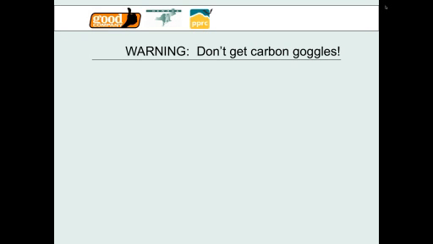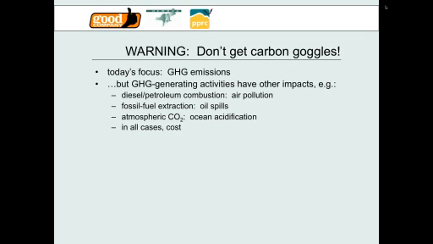What do I mean by carbon goggles? Everything I've talked about up to now, with the exception of some comments on energy, really has been about greenhouse gas emissions, and that is the focus today. We're really just talking about quantifying carbon and putting that in context. But most, virtually all, greenhouse gas generating activities have other impacts.